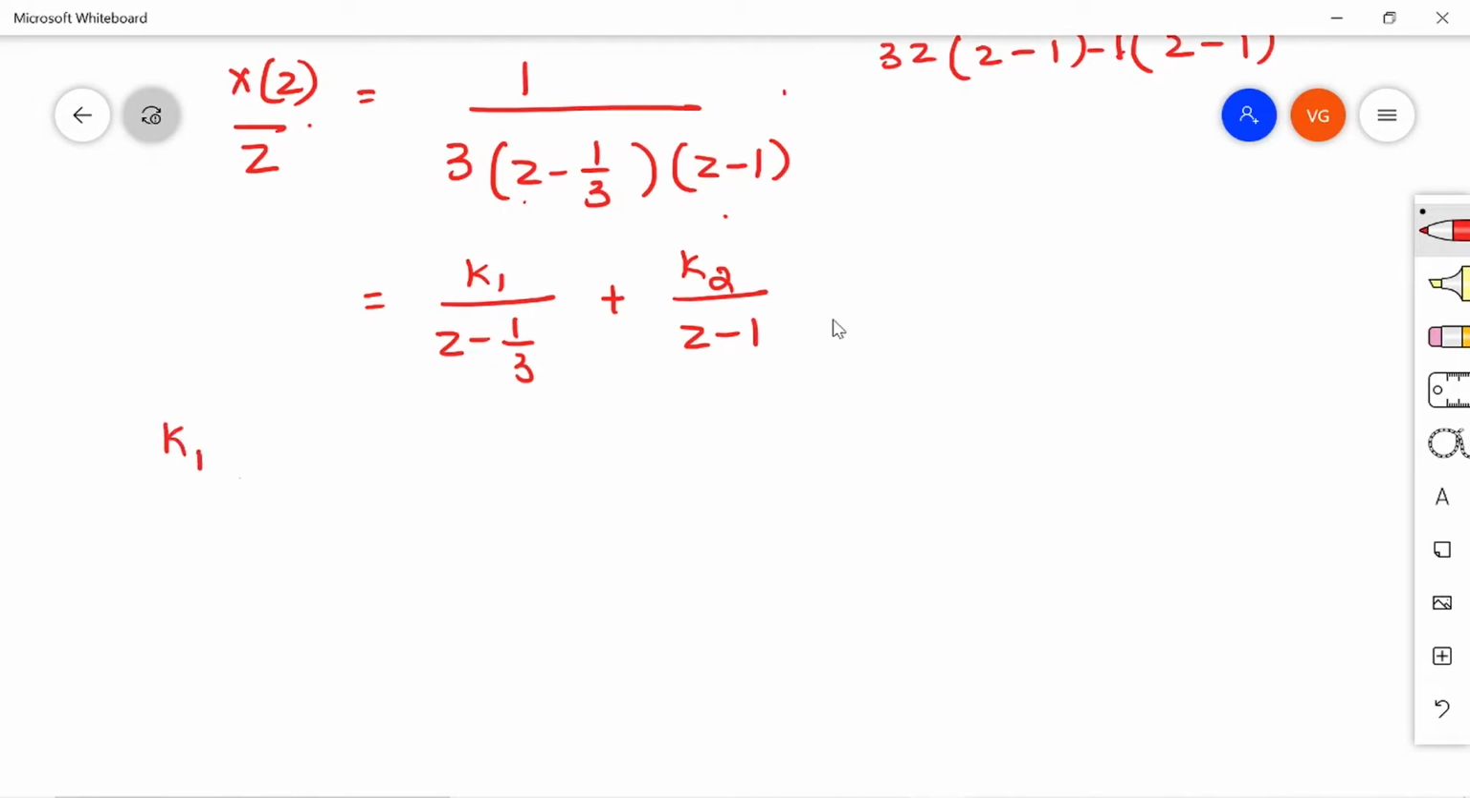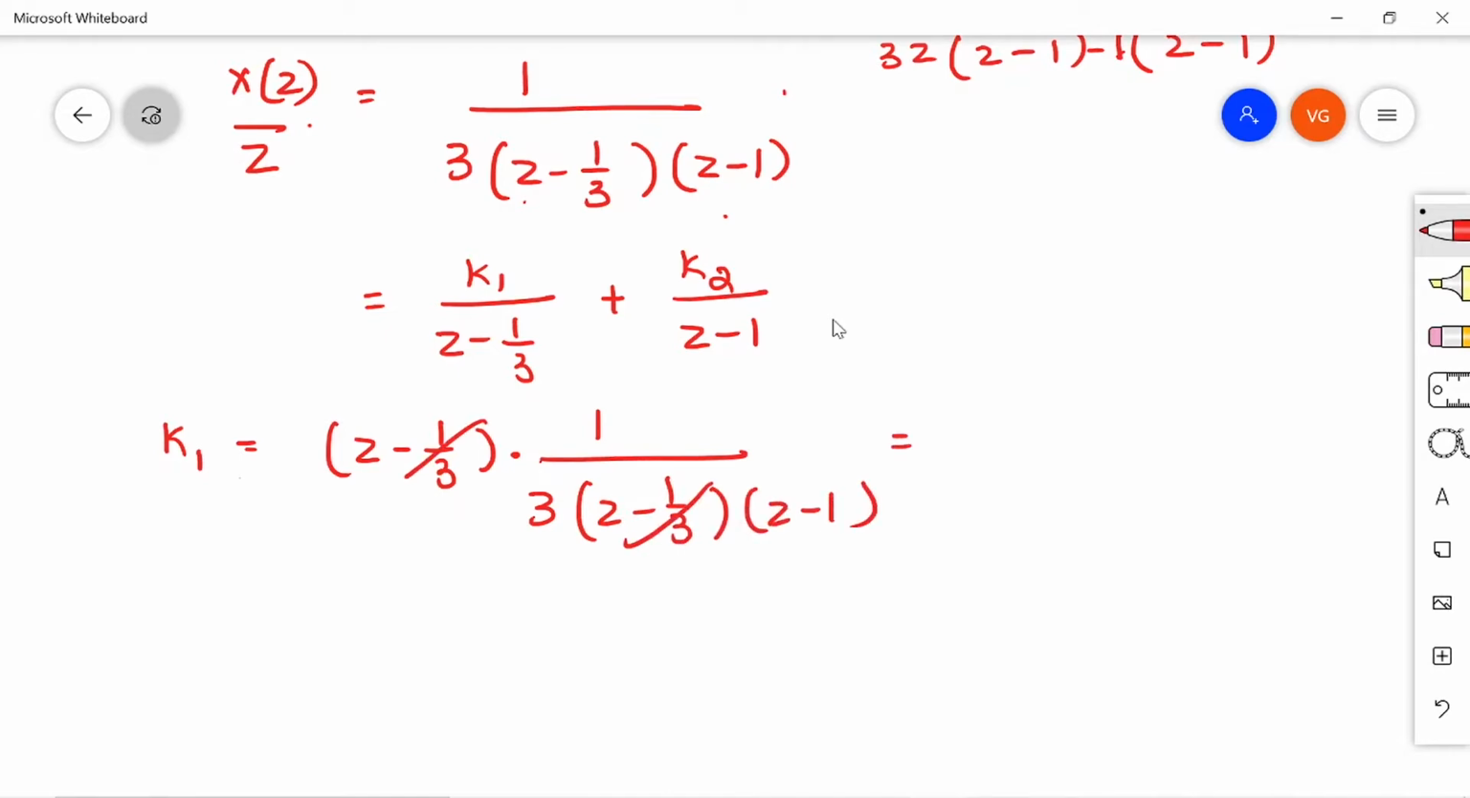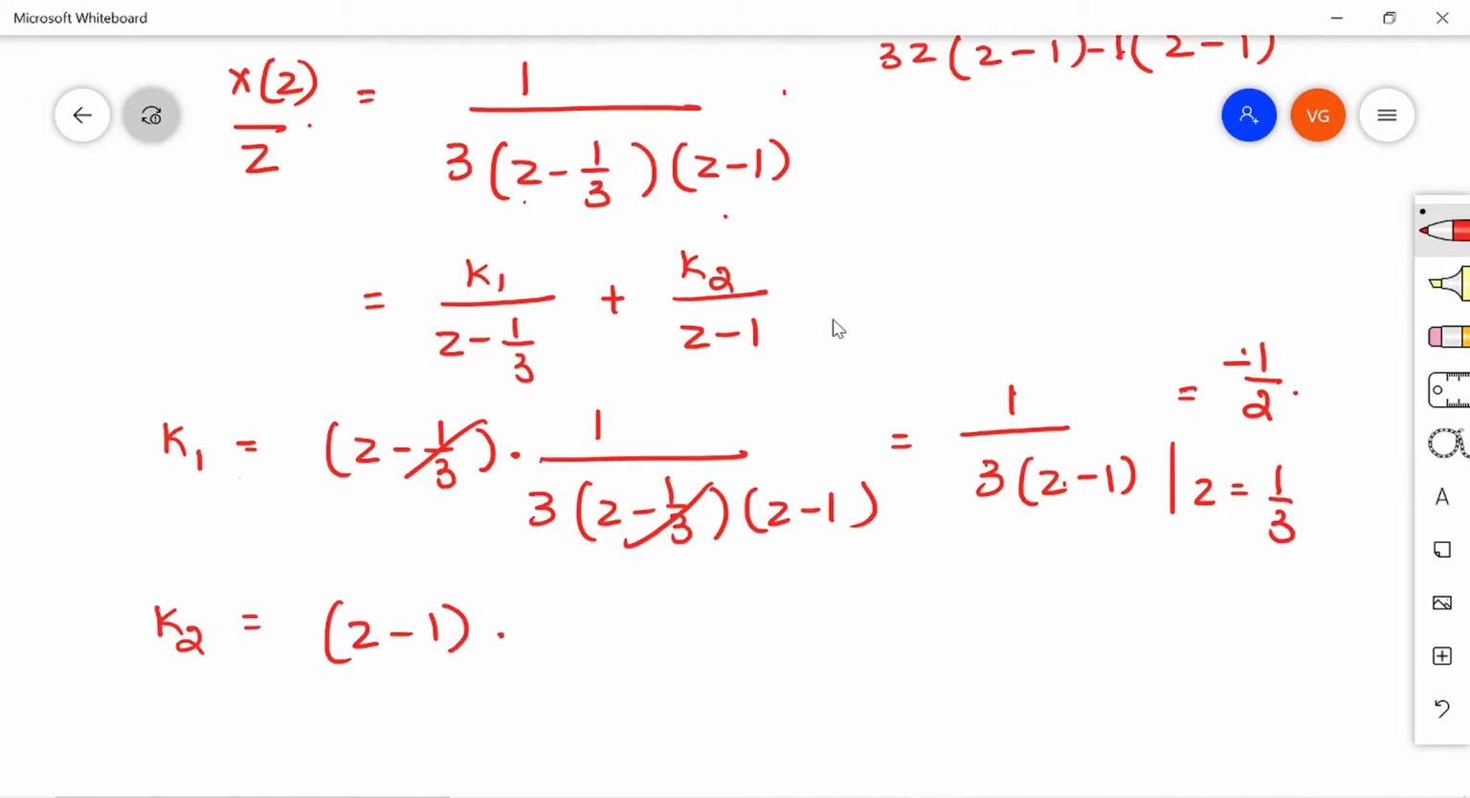So to find out the k1 constant, that is z minus 1 by 3 multiplied by X of z by z, that is nothing but 1 by 3 into z minus 1 by 3 into z minus 1. So here what I am getting is 1 by 3 into z minus 1, where z is equal to 1 by 3. So if you put z is equal to 1 by 3 here, what we'll get is minus 1 by 2.